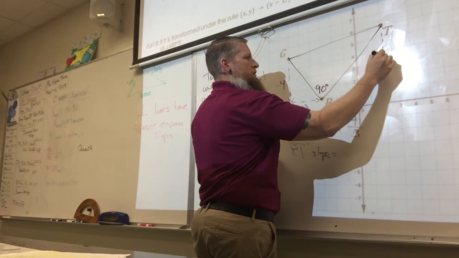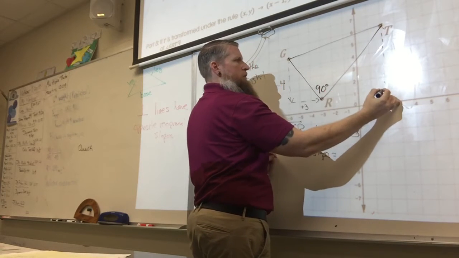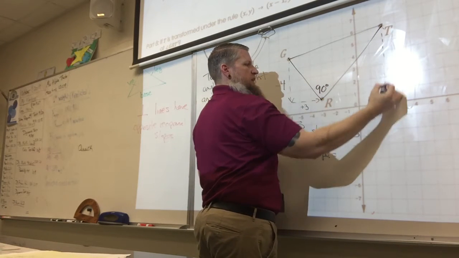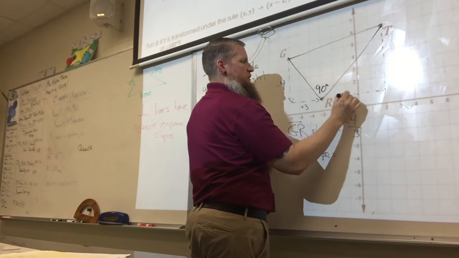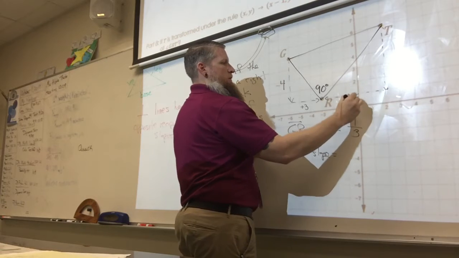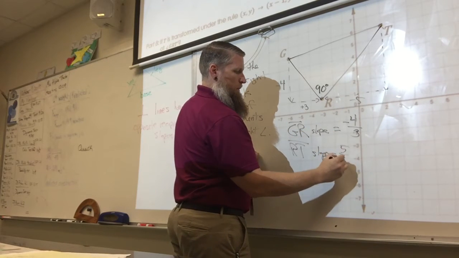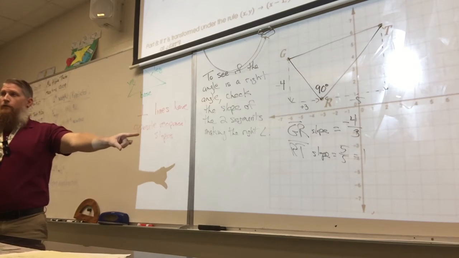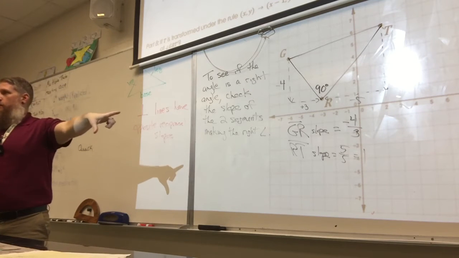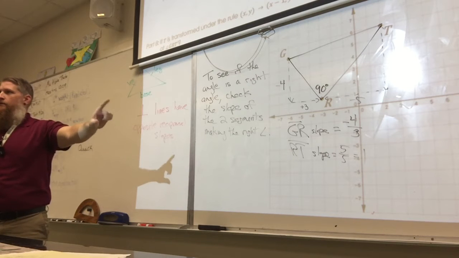If I check this one, how far down does that go? From T to down here, how far does it go? Down 5. How far does it go this way? They're not equal. I mean, they're not opposite reciprocals. They're not a right angle.